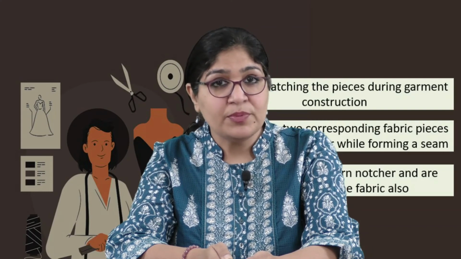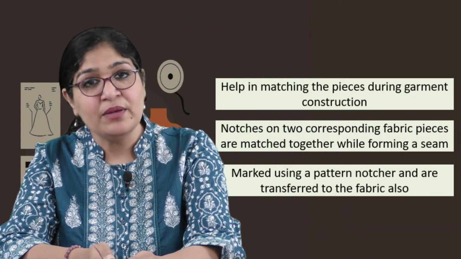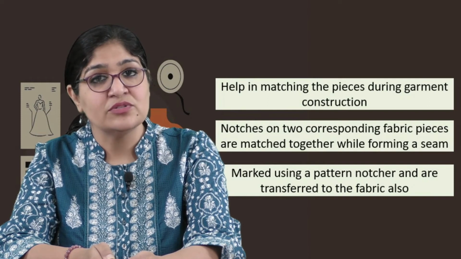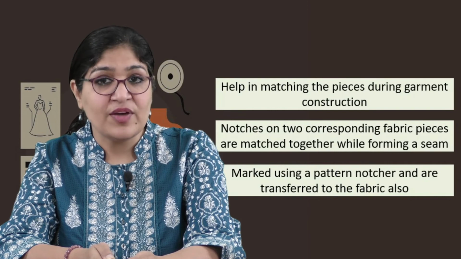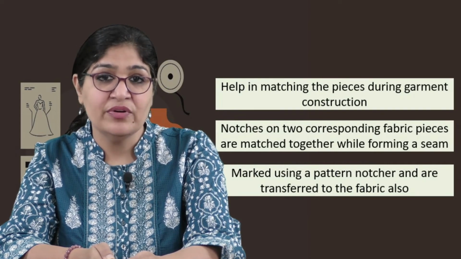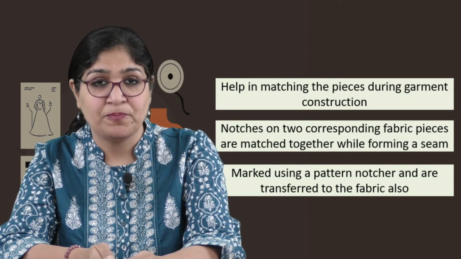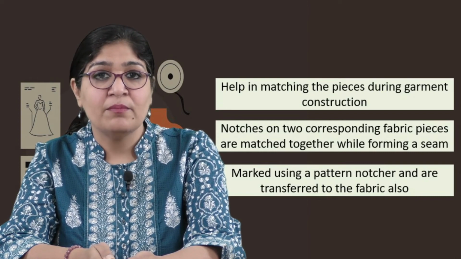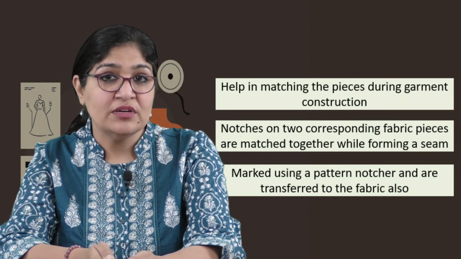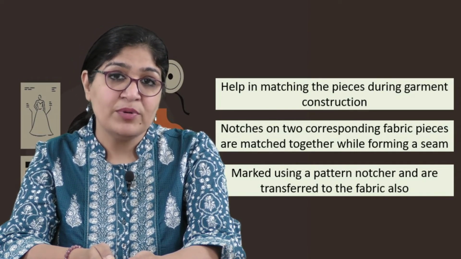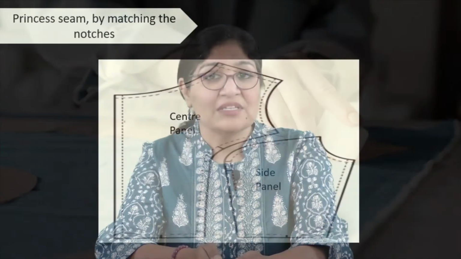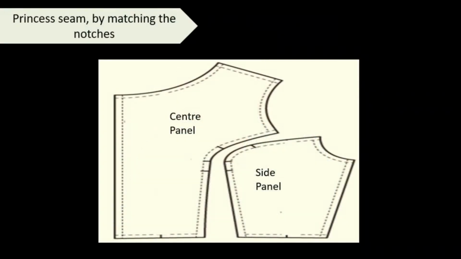The most common purpose of notches is to help in matching the pieces during garment construction, meaning the notches on two corresponding fabric pieces are matched together while forming a seam. Several notches are marked on the pattern using a pattern notcher and are transferred to the fabric also. These notches are particularly useful in correctly joining curved seams such as princess line, armhole, etc.